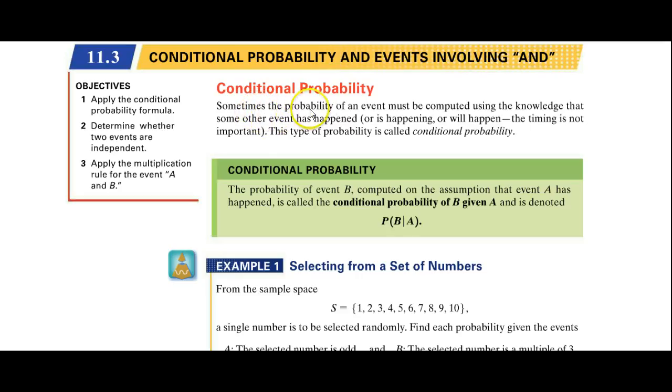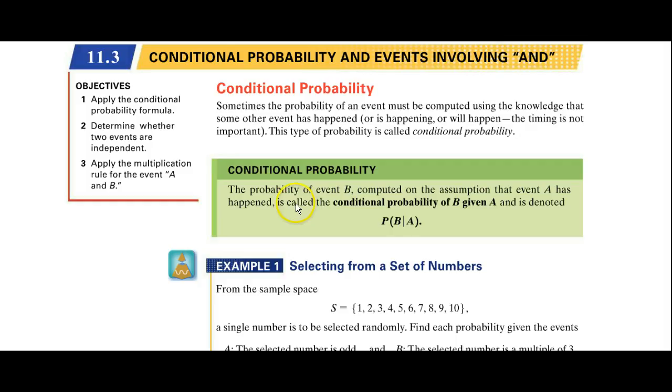Sometimes the probability of an event must be computed using the knowledge that some other event has happened, or is happening, or will happen in the future. The timing is not important. This type of probability is called conditional probability.